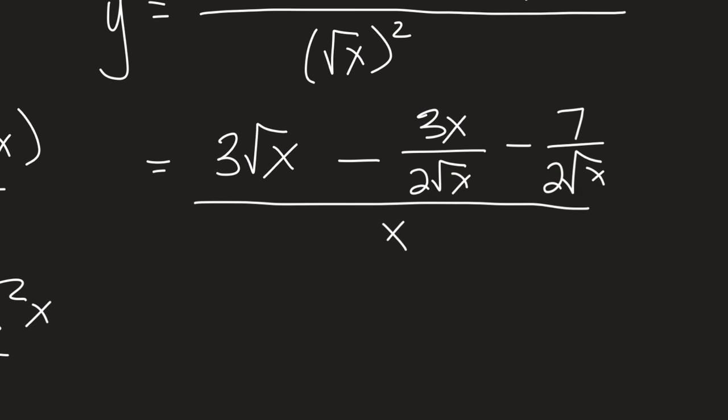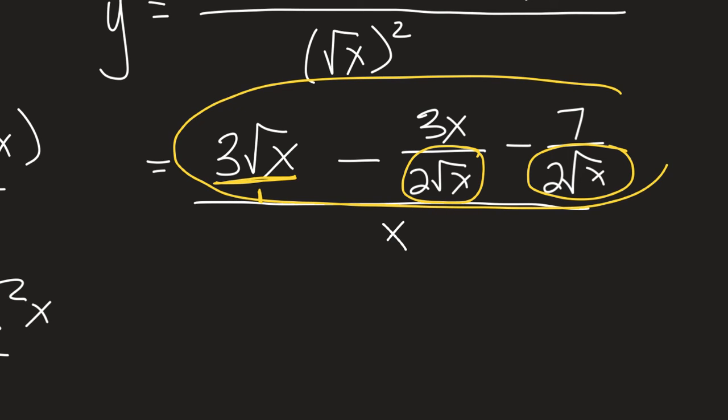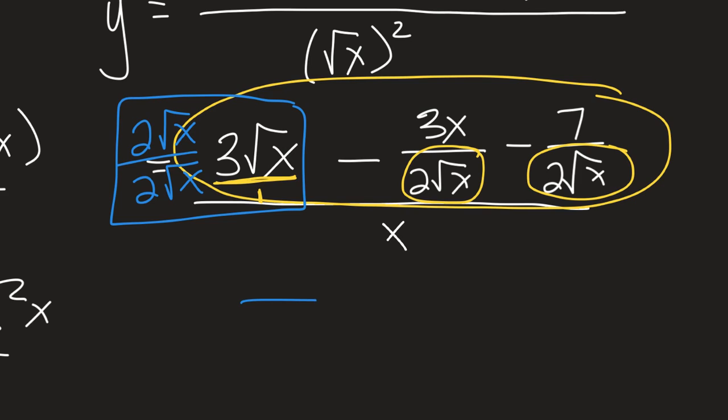And in our denominator, root x squared is just x. Well, that's pretty handy. Okay, let's see what I can do here. I notice I have a denominator of 2 root x and another denominator of 2 root x. And this one here doesn't have a denominator, well, it has a denominator of 1. But if I want to combine all of these things in my numerator to simplify, I'm going to have to multiply this by 2 root x over 2 root x. So that now this guy will also have a denominator of 2 root x. And in the numerator, 2 times 3 is 6, and root x times root x is x.